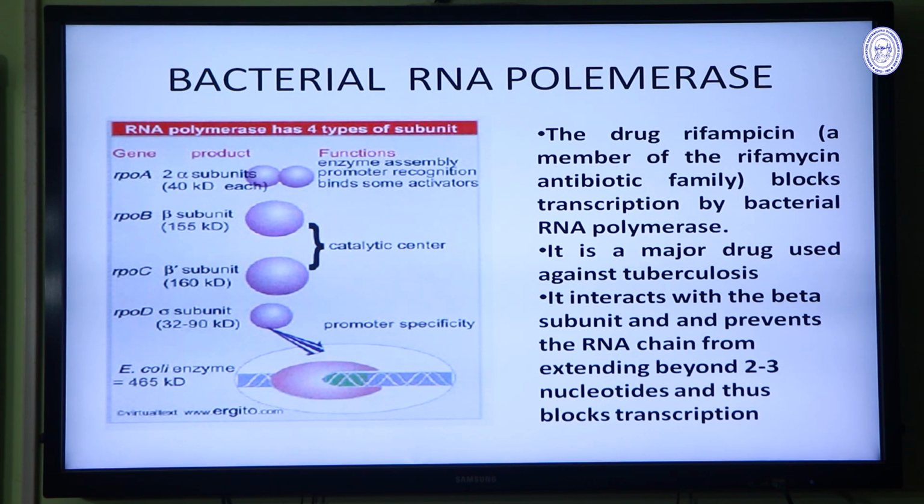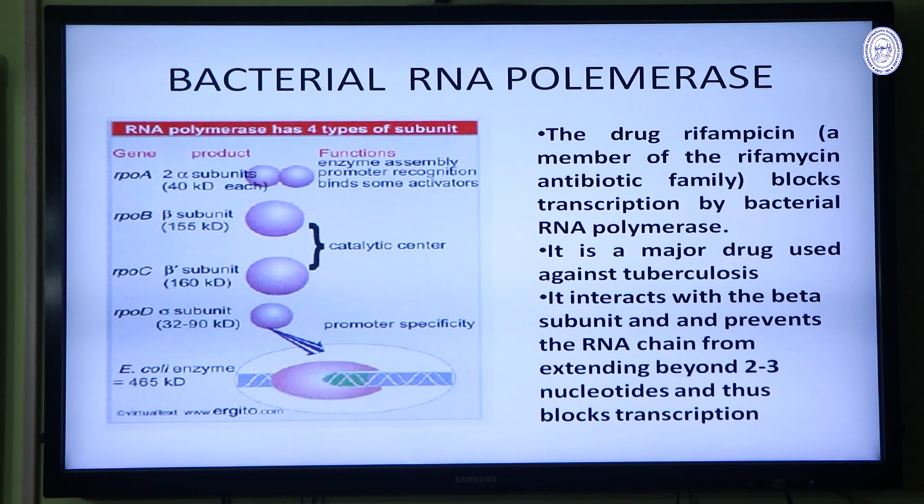The alpha subunit basically helps the enzyme assemble at the promoter sequences, and it also binds to some activators. It also has some role in recognizing some portion of the gene that is located further upstream of the promoter sequences. So, when this catalytic center, that means the beta and beta prime subunits, is associated with the alpha subunit, we call it the core part of the RNA polymerase. So, this is the core RNA polymerase.